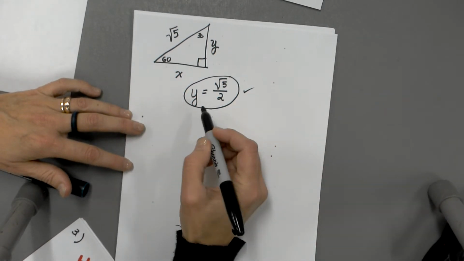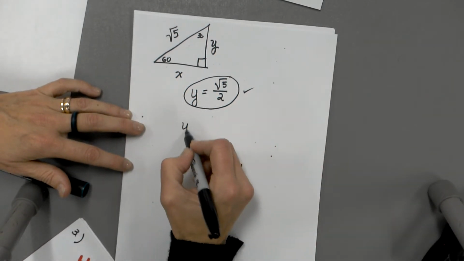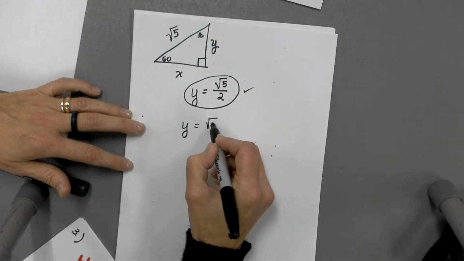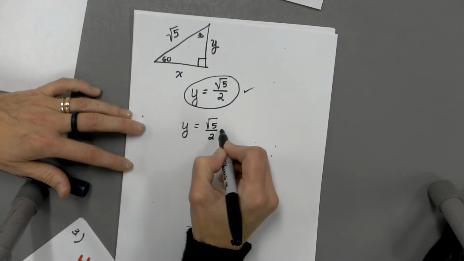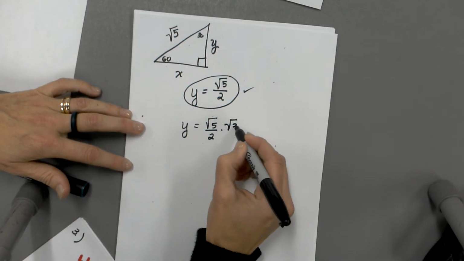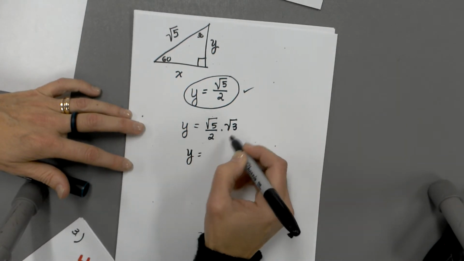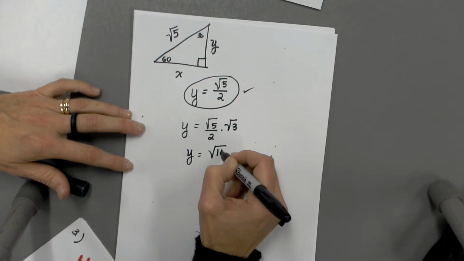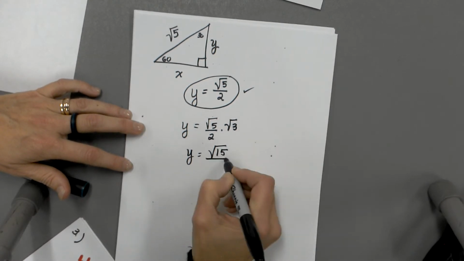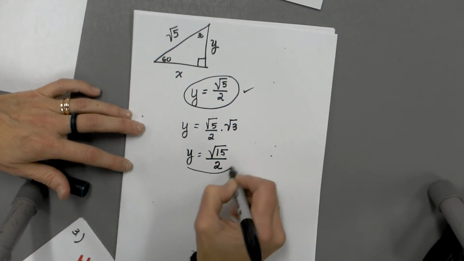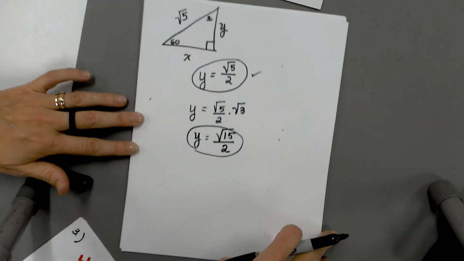And then to find the long leg, we're going to take the short leg, which is the square root of 5 over 2, and we're going to multiply that by the square root of 3. So now we have the square root of 5 times the square root of 3, which is the square root of 15 over 2, and that would be the long leg.